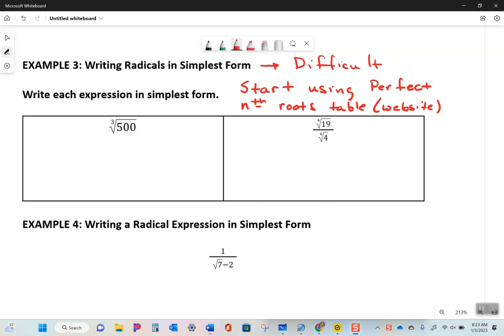Okay, so guys, in this one that we're about to simplify, this cube root of 500, the first thing you're always going to ask yourself is, what's the index up here? What index am I dealing with? Okay, so here's what we're going to do.